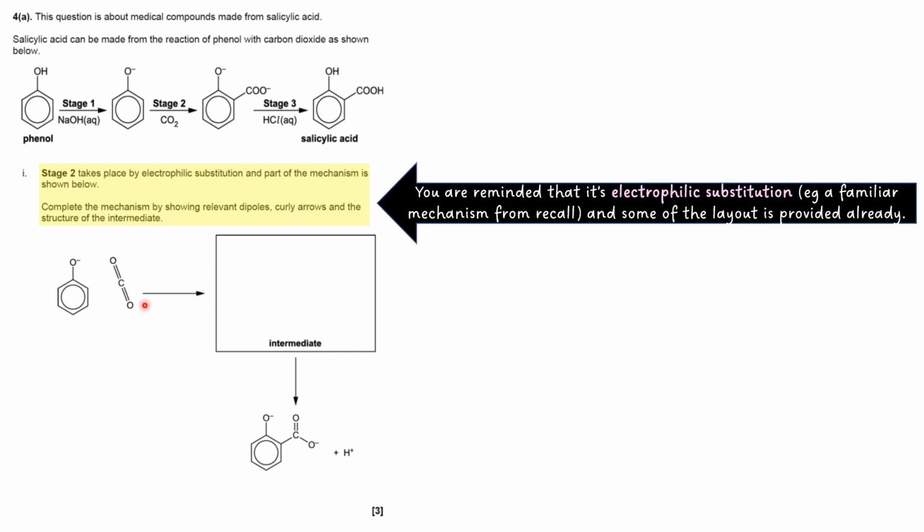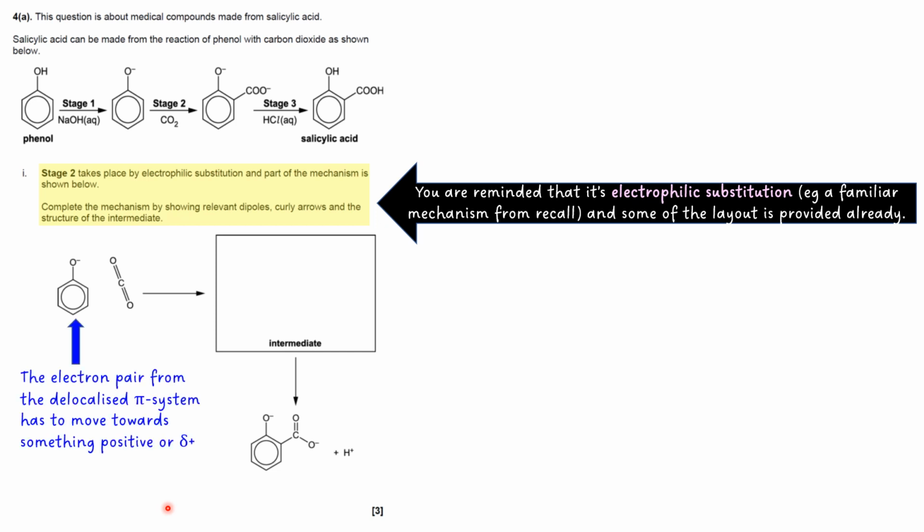Now, the difficulty is that you've got carbon dioxide as the electrophile, which you won't have come across in a textbook before. Usually it's NO2 plus or Cl plus or Br plus or something like that. This is definitely outside the scope of A-level textbooks, but it can be done because once you realize that you're just dealing with the same type of mechanism as you've seen before, you can just transfer your ideas across.